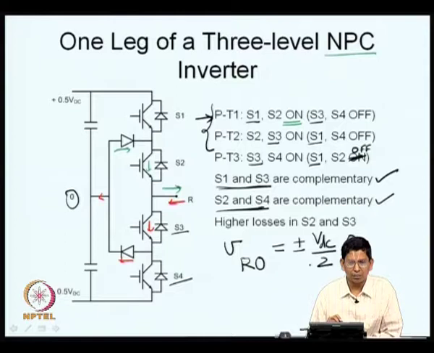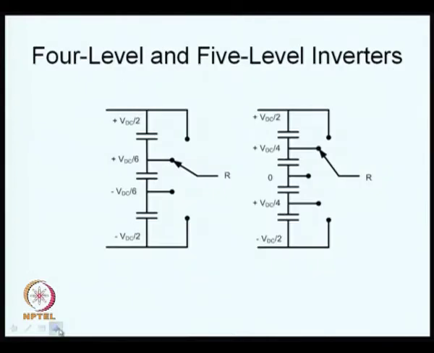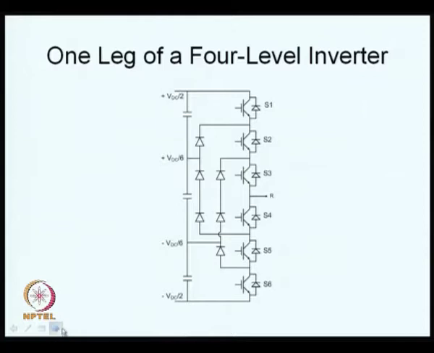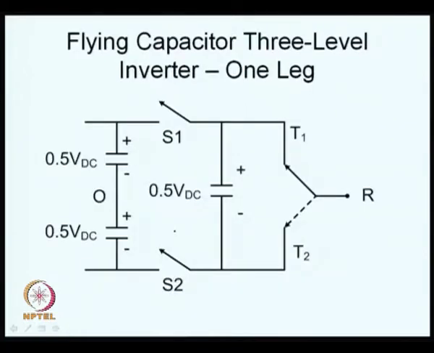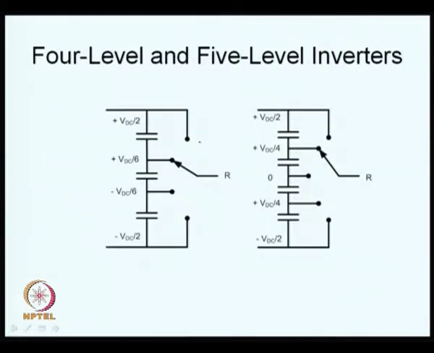Can we have other possibilities other than what we have come up with as a 3-level neutral point clamped inverter, which can give you these values of V_RO being 0 also, in addition to plus or minus 0.5 V_DC? That is what we are going to see. One alternative that we can think of is the flying capacitor inverter, which we come to here now. Before that, let us go to some higher levels of multi-level inverter. So, this is called a 4-level inverter.